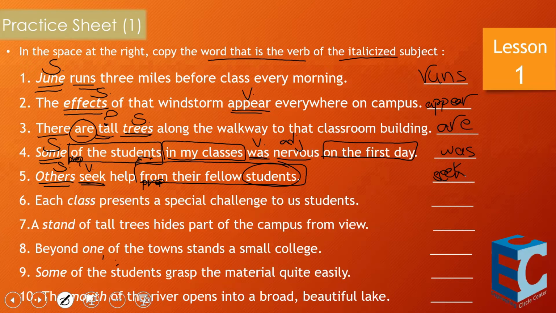Alright, each class presents a special challenge to us students. To us students. To as preposition. Students هي اسم مجرور لتو، فبسكر عليهم بقص وكأنهم مش موجودين. Each class presents a special challenge. Class is the subject. Each هون هي adjective. Alright. Presents هي الverb. So the verb is presents.